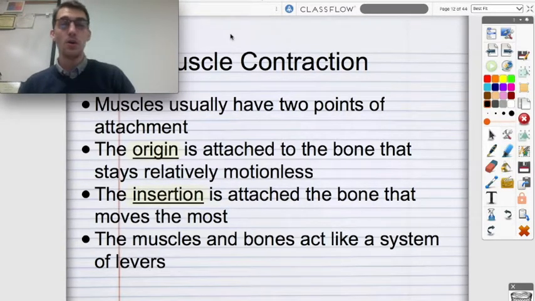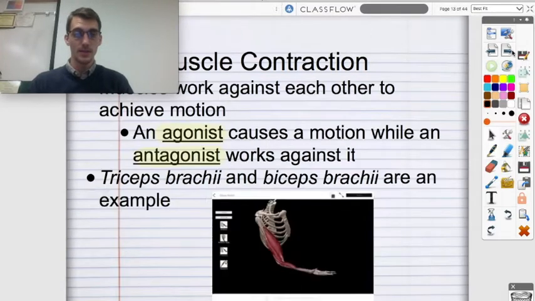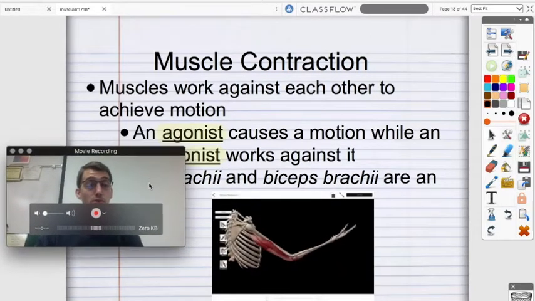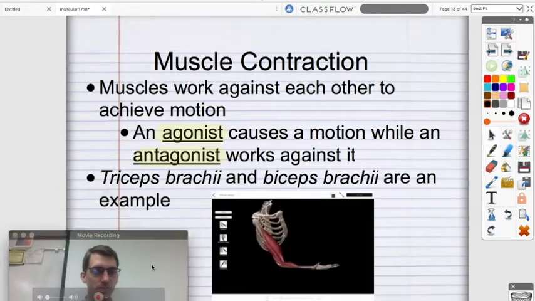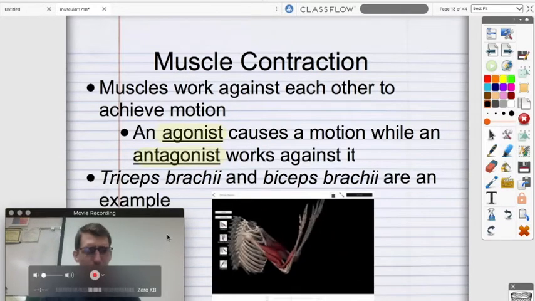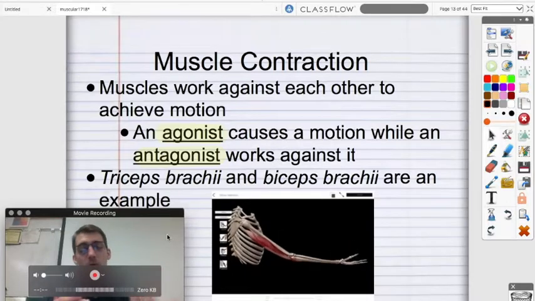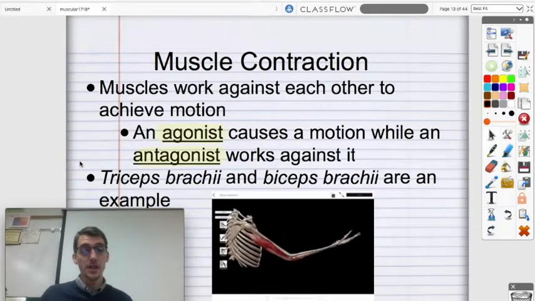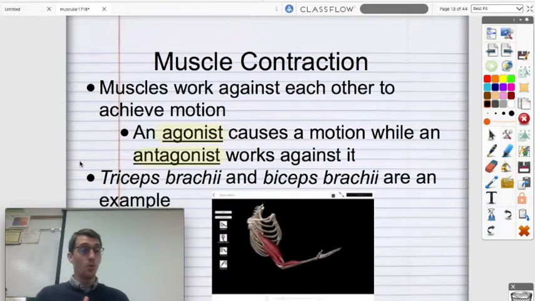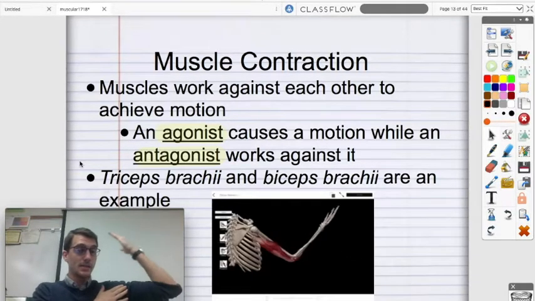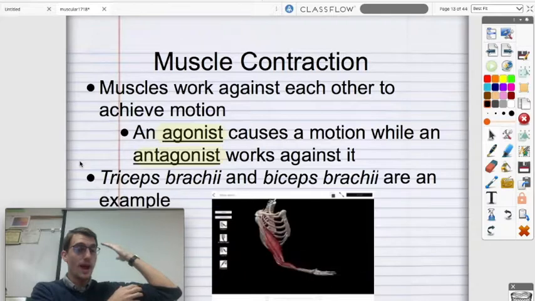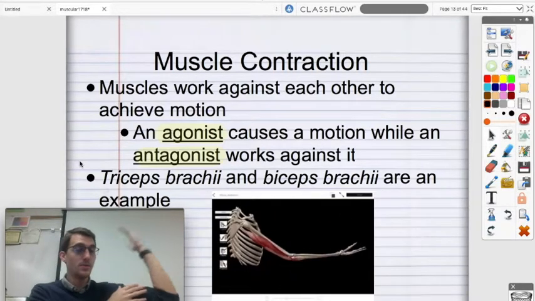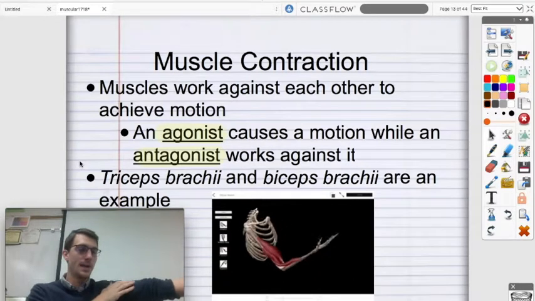For an example here, I'm going to continue talking about the biceps and triceps brachii. Muscles usually work against each other to achieve motion. Now, how does that even make sense? How are they doing two opposite things but achieving one goal? Well, it works like a system of levers. Your biceps, in order to flex, is going to contract while your triceps relaxes.